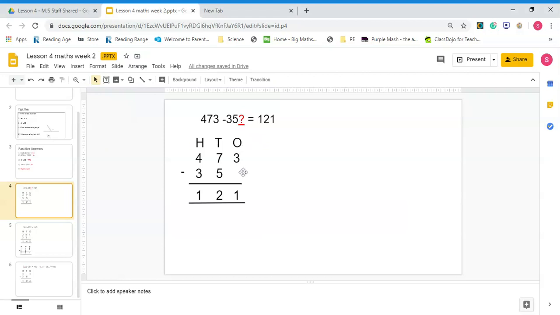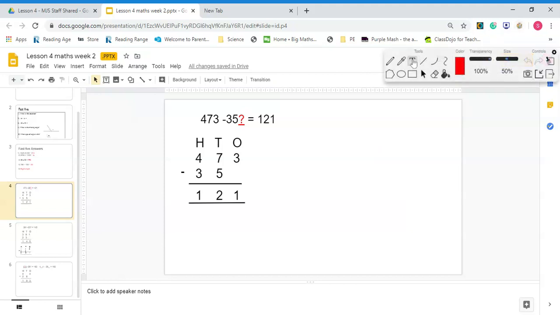So we can use our knowledge of number bonds to say that if 3 take away something gives us 1, we can also say that 3 take away 1 will give us our answer of the missing value, which is going to be 2. We also want to make sure we check this. Let's check this by saying 3 take away the 2, shows in the column of the sum, gives us our answer of 1. So our answer is 473 take away 352 equals 121.